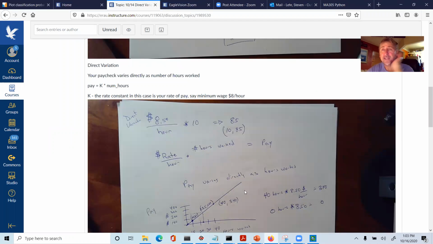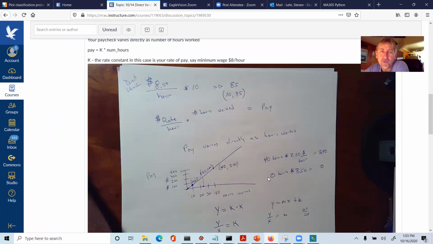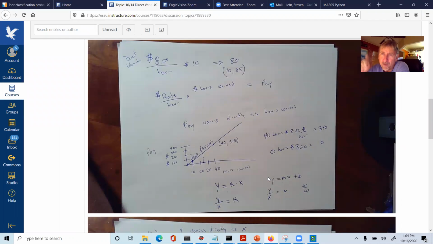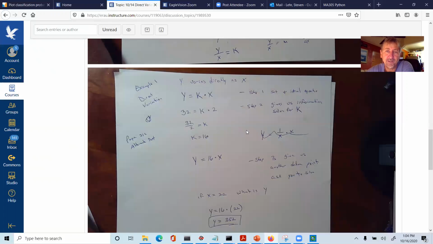So we talked about your take-home pay varies directly with your hours worked. The more hours you work, the more pay you get. The less hours you work, the less pay you take. That's what's called a direct variation, and that variation is your rate of pay. So your hours times your rate gives you your paycheck, and that's called direct variation.